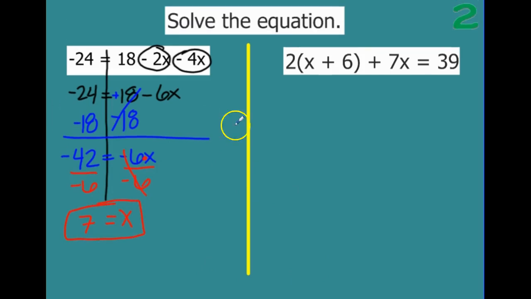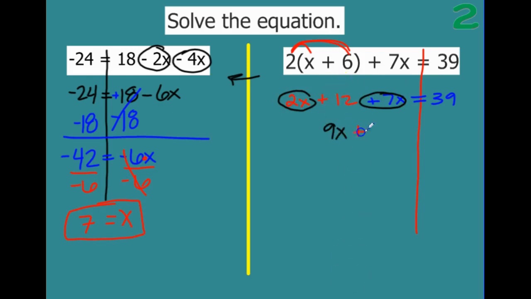Now this next one looks a little bit different. We have parentheses. If we have parentheses, we need to distribute that first. So I'm going to distribute 2 times x is 2x, 2 times 6 is 12, and then write the rest of the equation, plus 7x equals 39. Now we do have some like terms, so just like this one over here, we can combine our like terms. 2x plus 7x is 9x, and then write the rest, plus 12 equals 39.